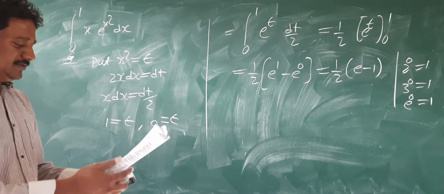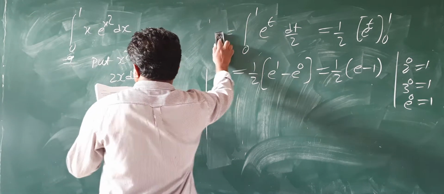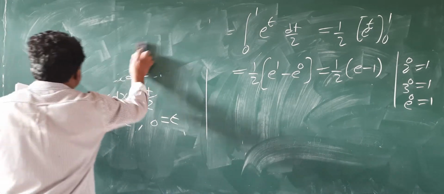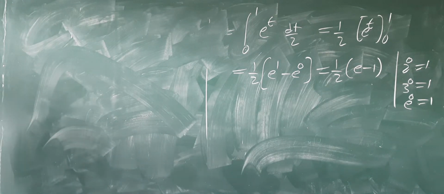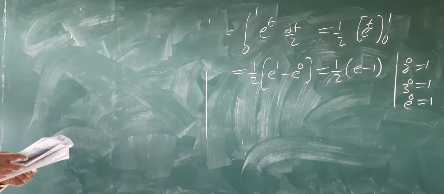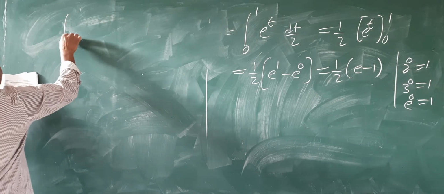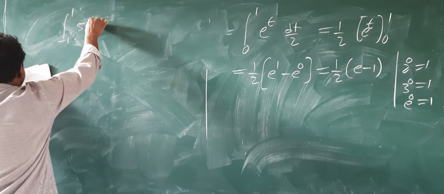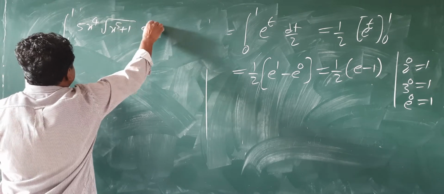Next question is. So let us go for one more question. So right. So next question. Integral from minus 1 to 1 of 5x power 4 into root of x power 5 plus 1 into dx.